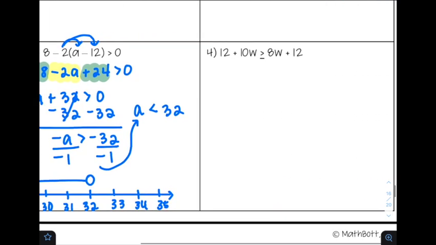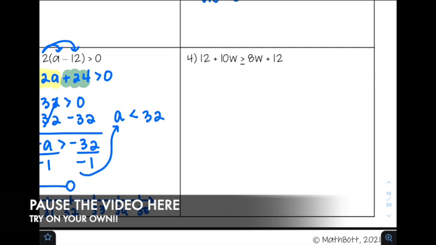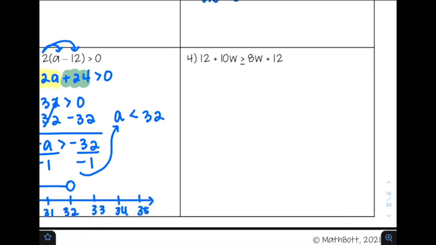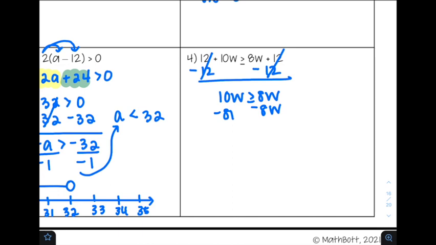All right, so try number 4, pause the video, and don't forget to graph on a number line. All right, for 4, we're going to subtract 12. This cancels out. This cancels out. All you're left with is 10W is greater than or equal to 8W. I'm going to subtract 8W, so I have a positive on my left.